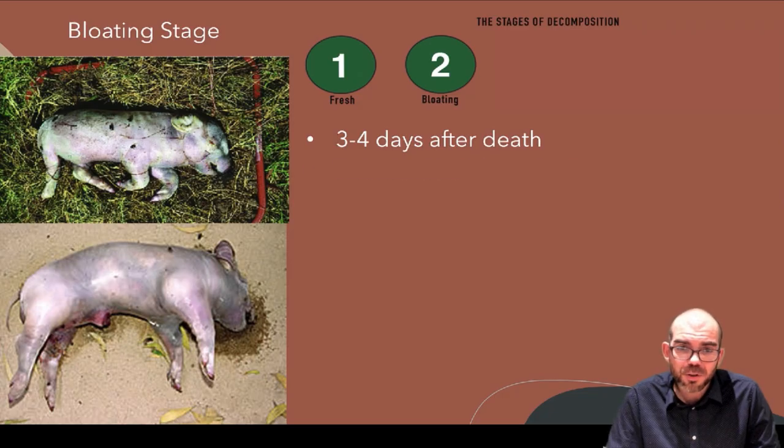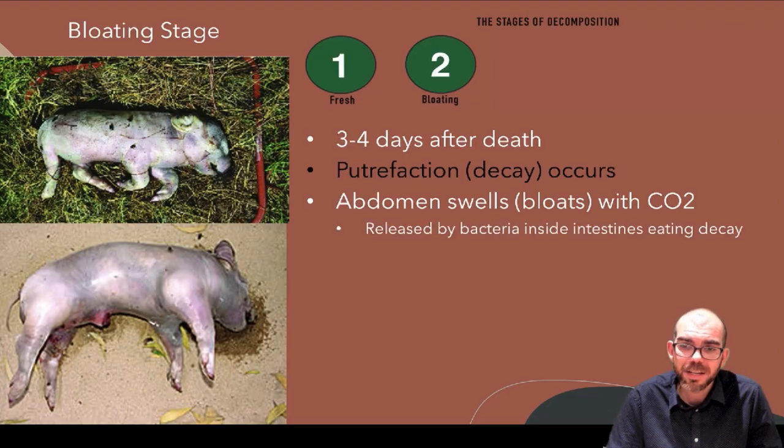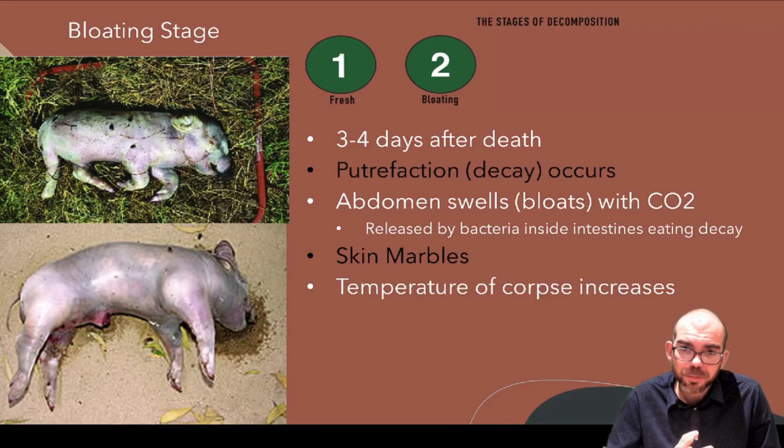In the bloating stage, the body becomes bloated. It starts to decay, so we have putrefaction, we have decay. Also, the abdomen's going to begin to swell or bloat, and it's going to swell with CO2. The reason for this is the bacteria inside the intestines begin eating the dead organism. All of that metabolism releases a massive amount of CO2 inside the abdomen of the organism that died. That bloat will continue until it bursts. The skin will begin to marble, and the temperature of the corpse is actually going to increase because of all that bacterial action in the gut.